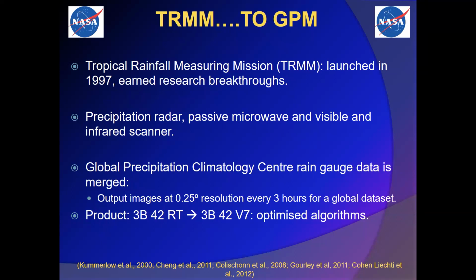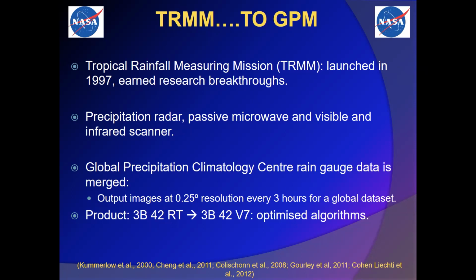foundation for the future of rainfall and Earth observation, or precipitation Earth observation, and the different types of algorithms and opportunities that have become available. So this really laid the groundwork for that. So the precipitation radar, passive microwave, and visible infrared scanner were available on the TRMM platform.